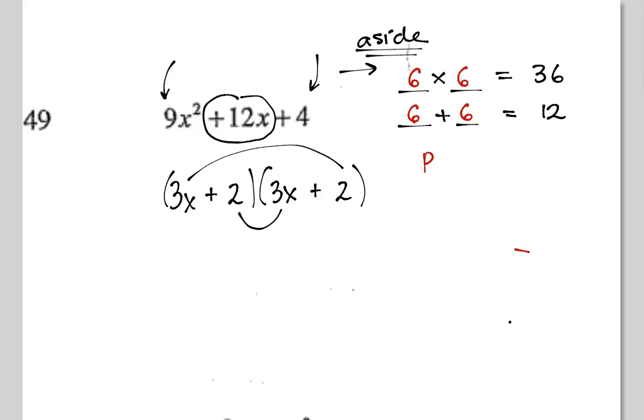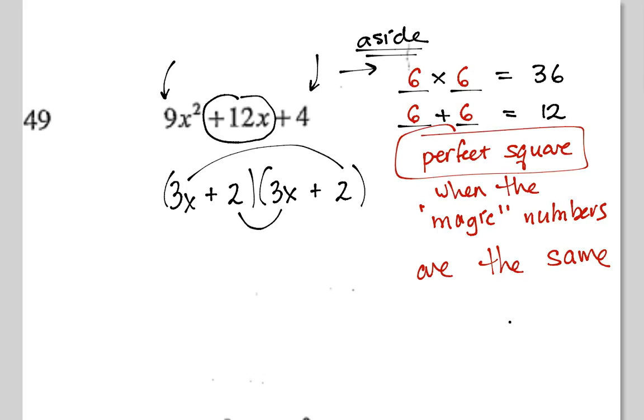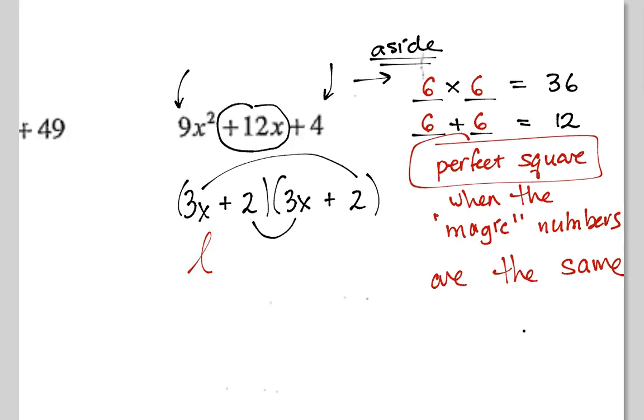How do I know it's a perfect square? How do you know it's a perfect square? When the two, and I'll put here magic because they are kind of magical, when the two magic numbers are what? Good, the same. That's how you know it's a perfect square. And what do I mean by square? I mean the length and the width are the same.